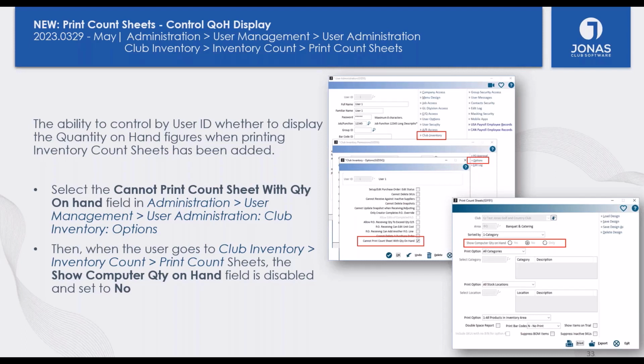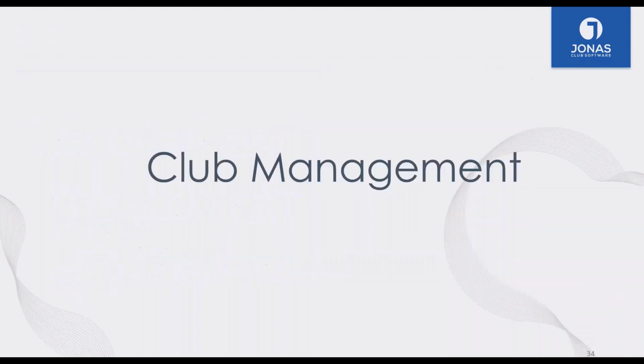So this is for you clubs out there that might want your staff doing a blind count, as you might call it, where they're simply counting the items and they have no idea what it should be. For security reasons, you might want them doing that blind count. This allows you to take away their ability to see the quantity on hand while printing that count sheet for particular users. Next up, moving into club management.